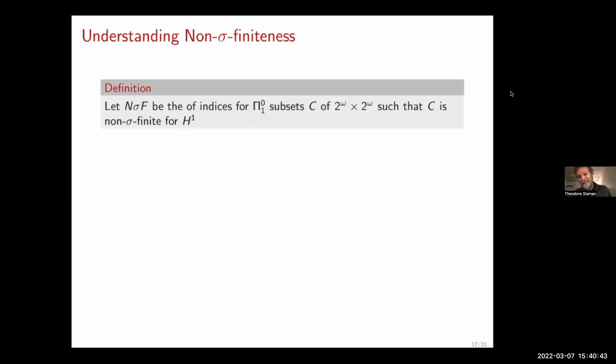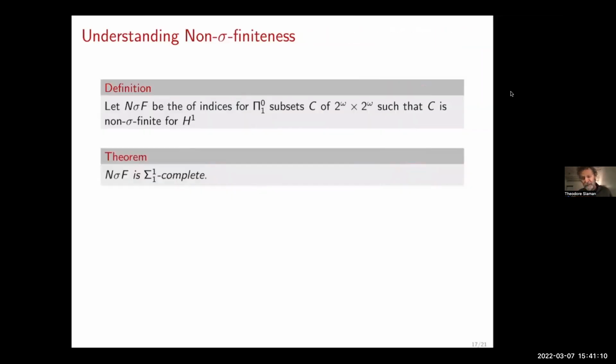let's have a shorthand. Let's let nσf be the set of indices. We're going to do the index set calculation. How complicated is non-sigma finite? So let's let nσf be the indices for Π^0_1 sets C in the Cantor square, such that C is not sigma finite for linear measure. And so here's the theorem. Not sigma finite is Σ^1_1 complete.